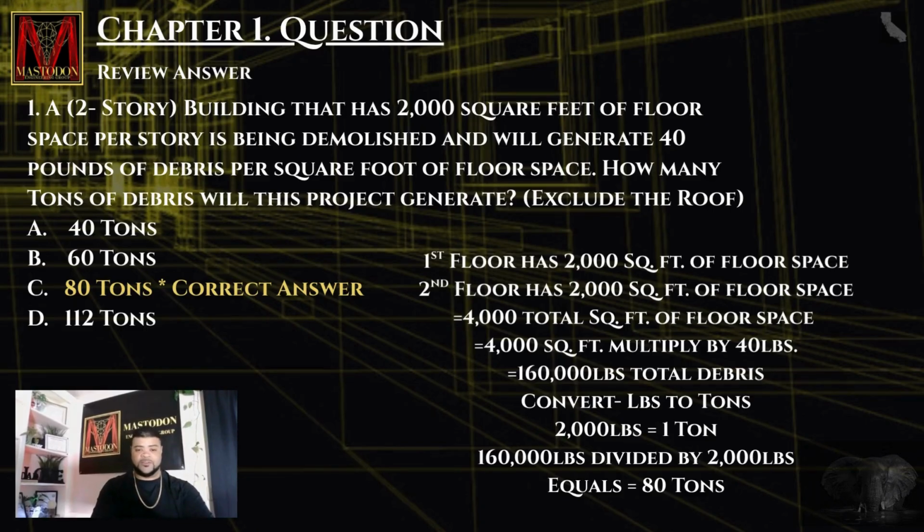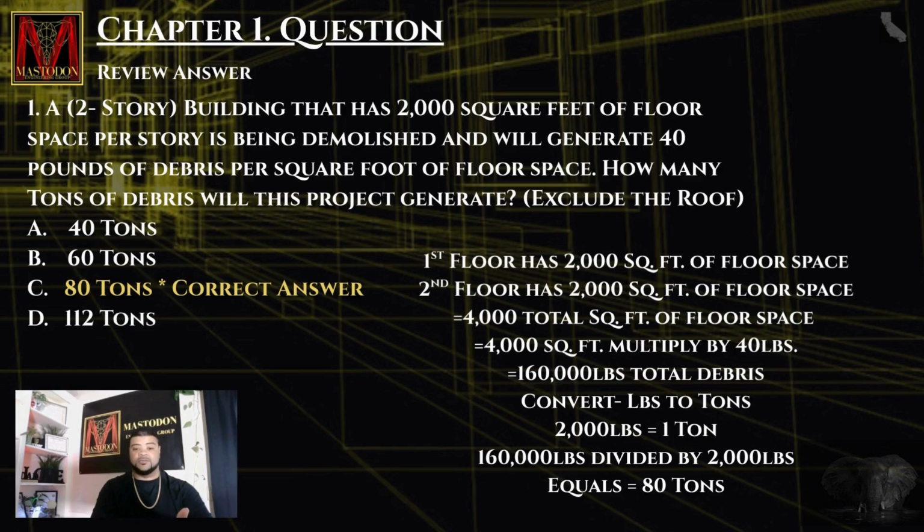All right, so your first floor has 2,000 square feet of floor space. Your second floor has 2,000 feet of floor space. So total floor space is 4,000 square feet. So we're going to multiply that 4,000 square feet by 40 pounds, because it says per square foot is 40 pounds of debris. So 4,000 multiplied by 40 gives us 160,000 pounds total debris. So now we're going to convert that to tons.